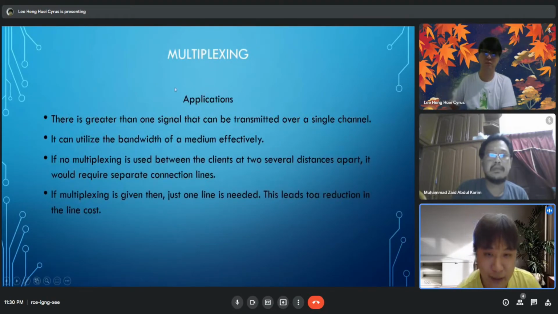A greater number of signals can be transmitted over a single channel. We can use many channels and utilize the bandwidth of a medium effectively. If no multiplexing is used between clients at a distance apart, it would require separate connection lines. Multiplexing saves cost, since only one line is needed, and this leads to a reduction in line cost.